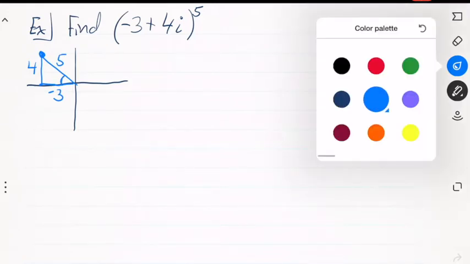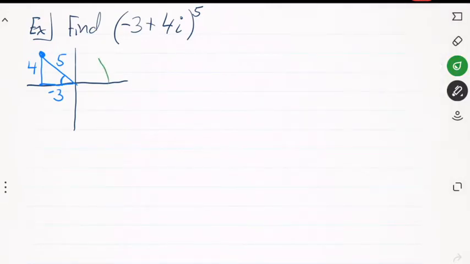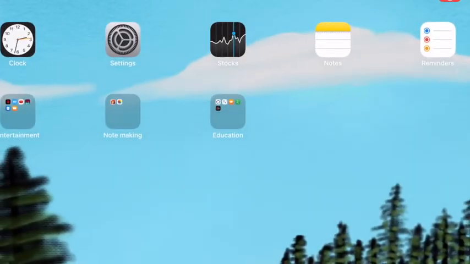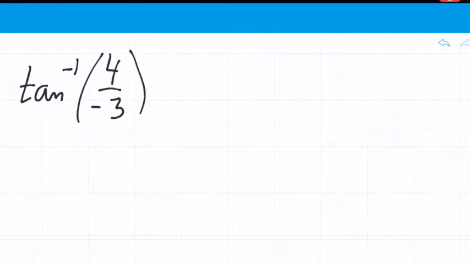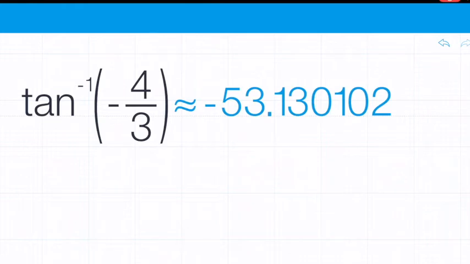And of course, the angle that we're talking about is the one that starts at the positive x-axis and ends in the second quadrant. So to do that, I'm still going to have to do tan inverse of 4 over negative 3. Now, this is not going to be the angle up here, not theta. We're looking for whatever the calculator is going to tell us this is. So tan inverse of 4 over negative 3 is about negative 53.1 degrees.